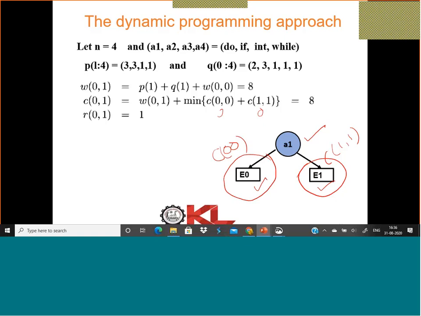3 comparisons plus E naught. How many times are you accessing E naught? 2 times. How many comparisons for E naught? 1 comparison. That is 2.